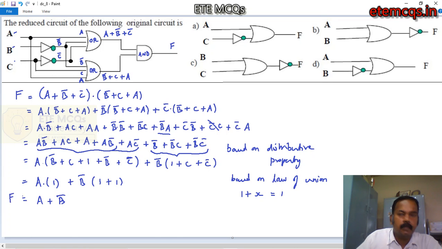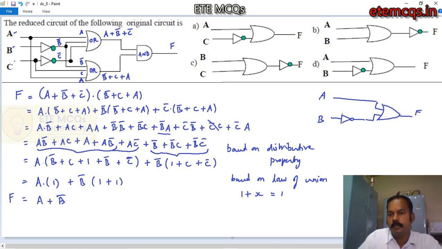So the respective diagram can be drawn with A and B as input. You don't require a C, you just have A and B. A is taken directly to an OR gate, whereas B passes through an inverter. After the inverter, you have B bar, both of which are performed Boolean OR operation, and the result is F. So this is your final reduced digital circuit. So the final answer is D. It matches with D. So the solution for this problem is D. Thank you.